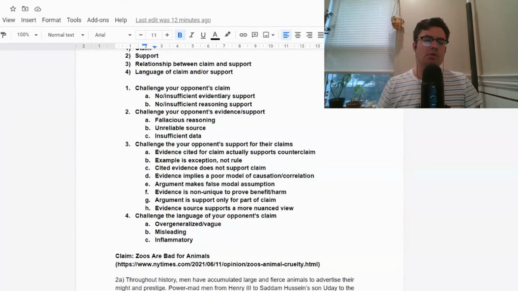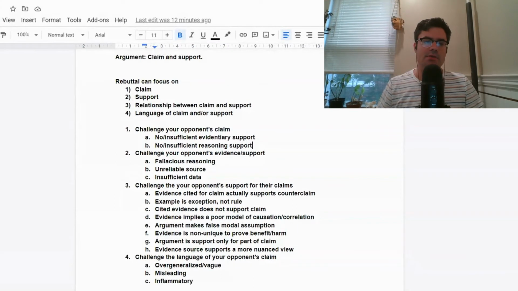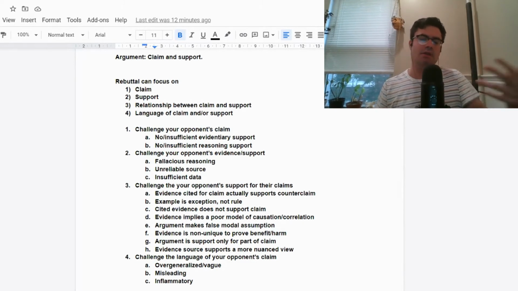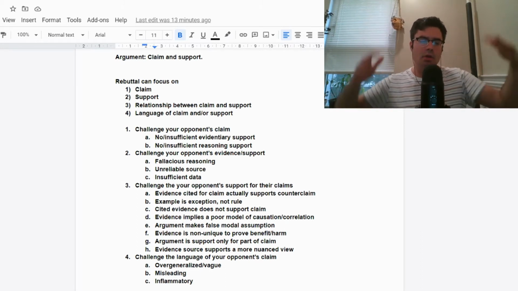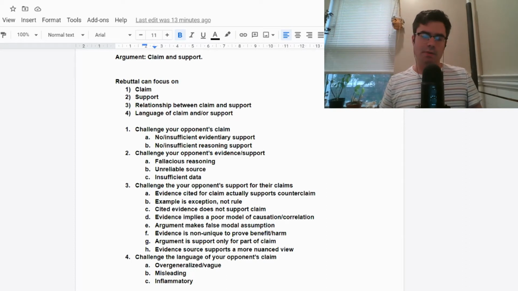The vast majority, though, of rebuttal, I think, happens on number 3, which is the relationship between the claim and its support. How does the support that's given in an argument, whether it's the evidence, the anecdote, the narrative, whatever it may be, how does that actually support the claim? And that is always going to be an inferential gap. There's always going to be some kind of inference that we want the audience to make if we're making it, but that also leaves it open to potential rebuttals.